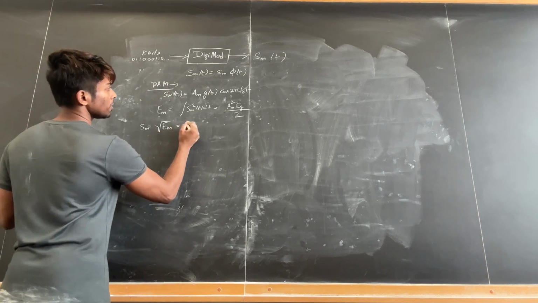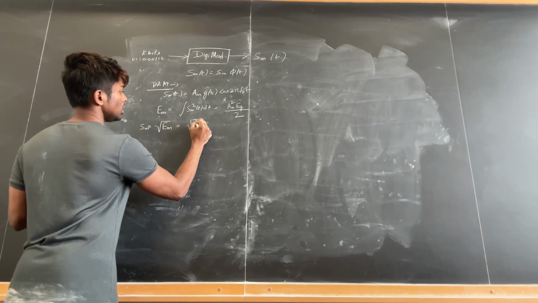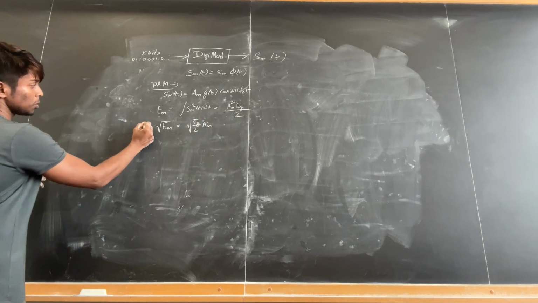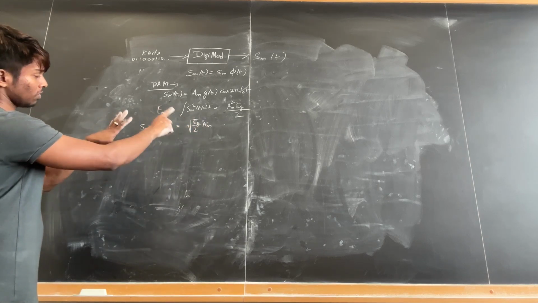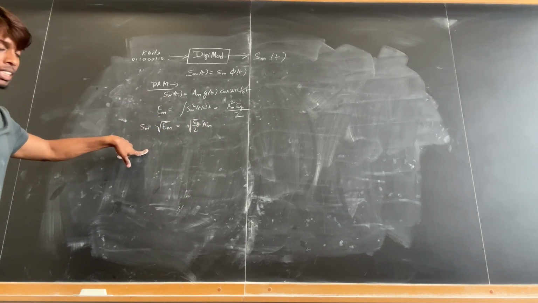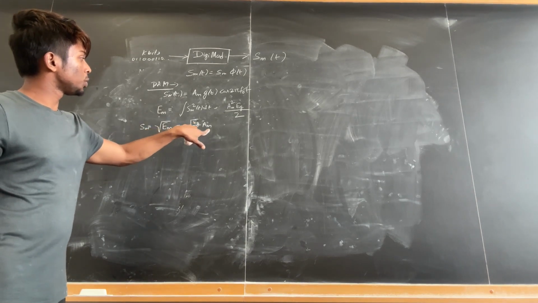So that should be square root of Eg by 2 into Am. So the amplitude of this particular portion Sn should be this, because the square root of energy is basically the amplitude. So basically the amplitude should be square root of Eg by 2 times Am.